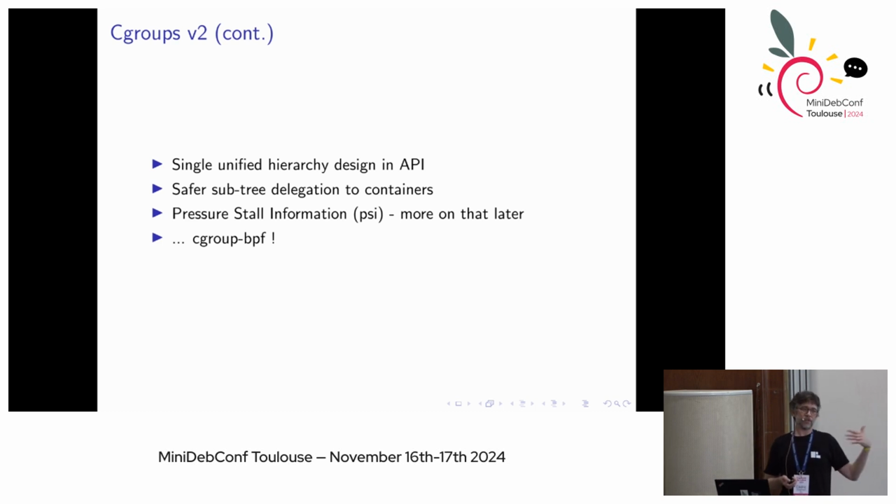The pressure stall information is a very interesting component. You are aware of what's going on, sure, but you also have other metrics. It's a little bit more precise because the update is in a very short time, instead of, for example, the load average, which is very slow to update.